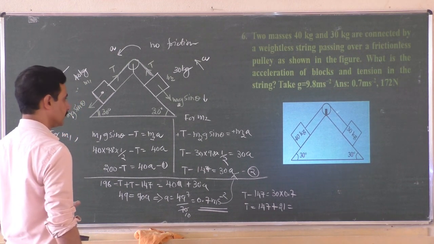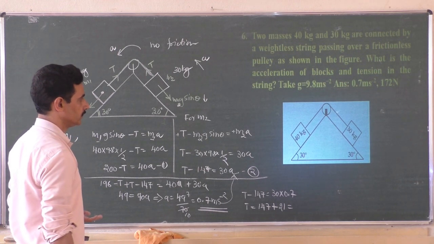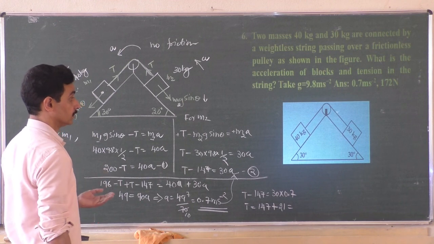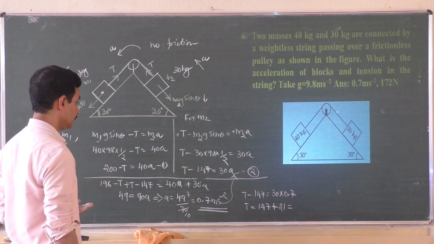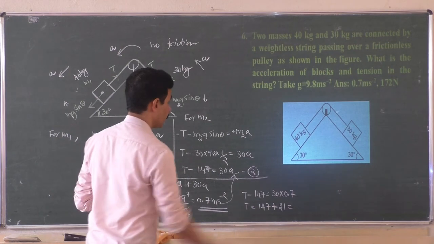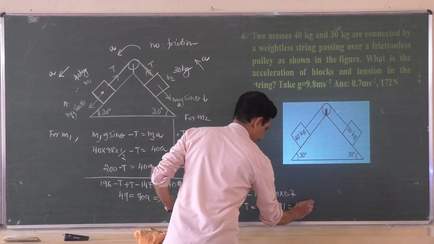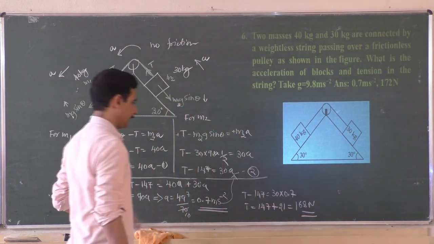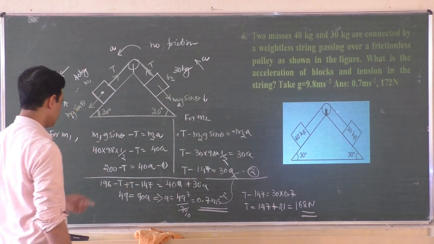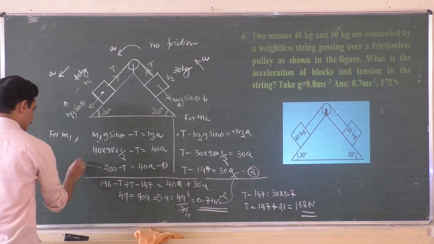Anything gone wrong? 30A. Suppose you substitute it here. I think it is a wrong answer, 172 Newton. Yeah, because I might have taken it as 10. Okay, this is wrong. That answer is wrong. It is 168 Newton. And what about if you substitute it in the other equation? Will you get the same?